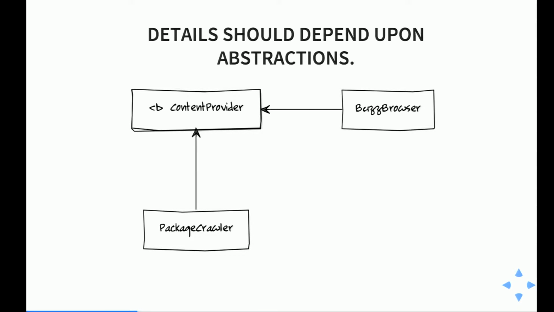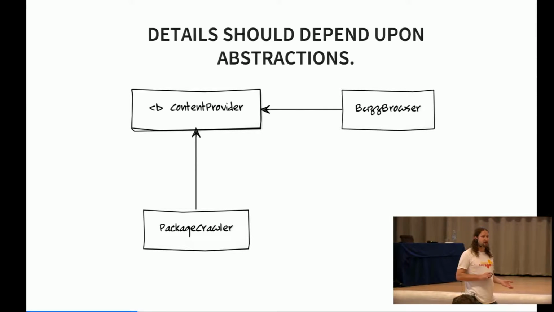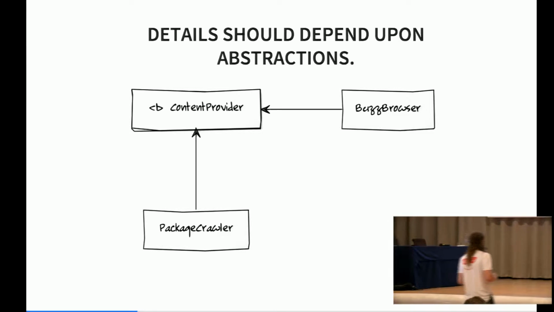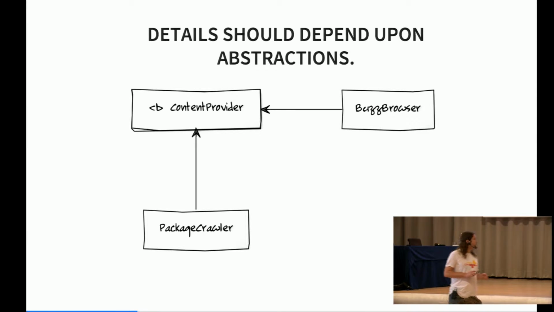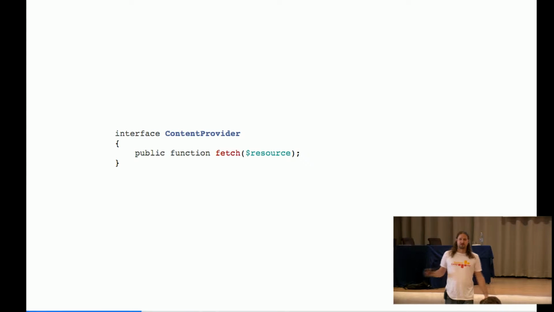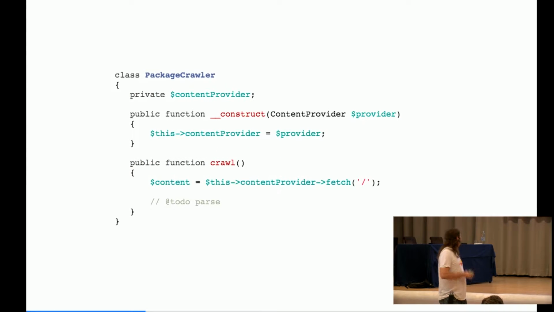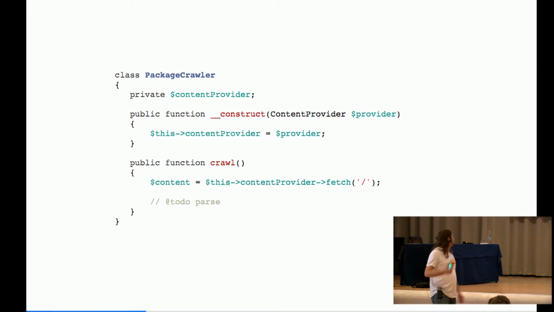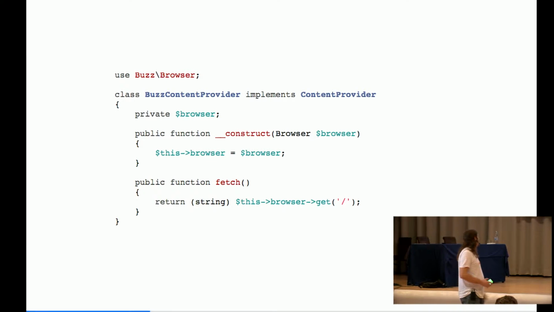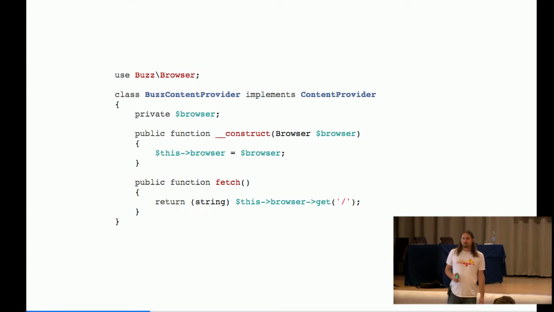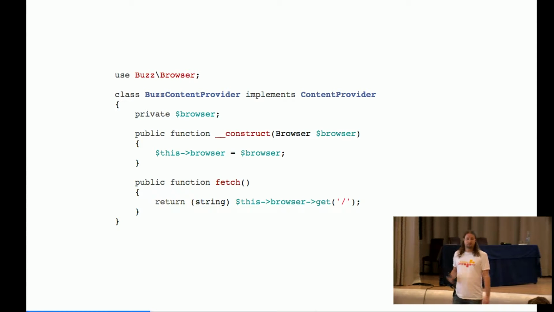Content provider is an interface more suitable from the perspective of the package crawler. It doesn't imply that we're going to go through HTTP. It might be a file system, might be a database. Doesn't matter, anything that provides the content we need. So details should depend on abstractions. But the rest remains the same, we just rename the interface. So we still inject it into the package crawler, and then we have an adapter for the bus to use it.